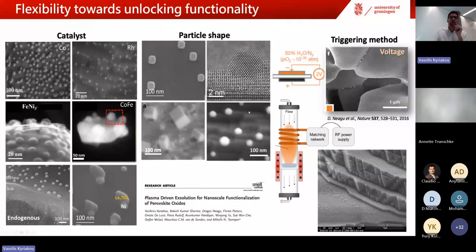Another interesting thing is that we can have flexibility, both in terms of the catalysts that you can exsolve, the particles, also in terms of shape, but also in the triggering method. You see in the first list of pictures here on the left, even bimetallic combinations of very active particles like cobalt-iron, iron-nickel, very interesting for catalysis, rhodium, that I will show an example of later, or metal-metal oxide heterostructures, particle shape depending on the reducing agent.